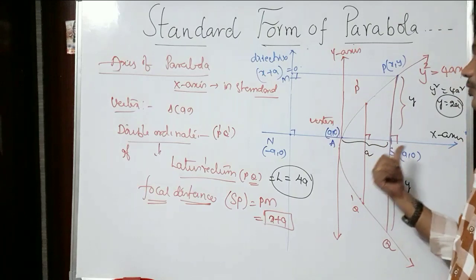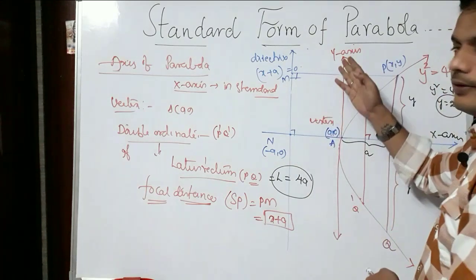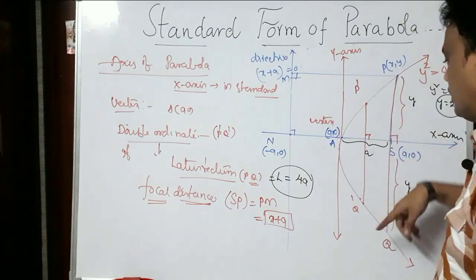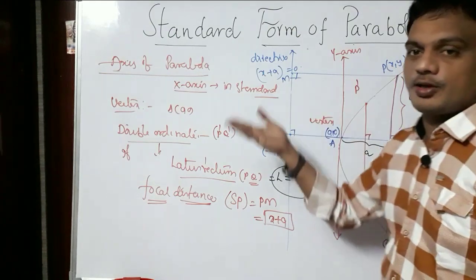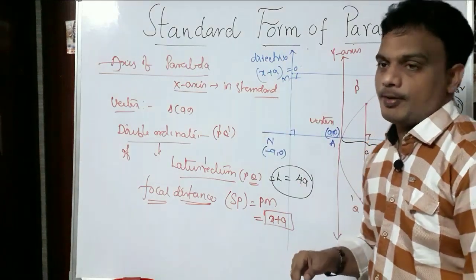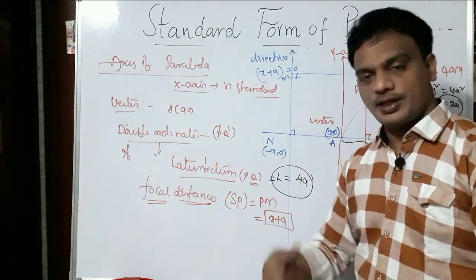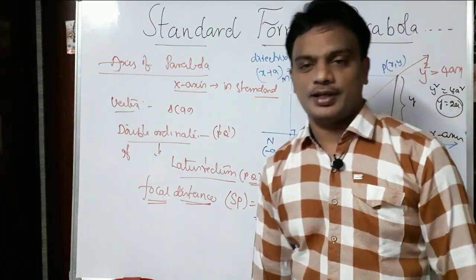Then afterwards we will discuss the different forms of the parabola, starting with the standard form. When the axes are rotated, we will get different forms of the parabola. If the parabola is passing through the origin, or if it is passing through some other point, what are the equations of the parabola? From the next video, we are going to discuss that. Please make a note and be ready for the next video.